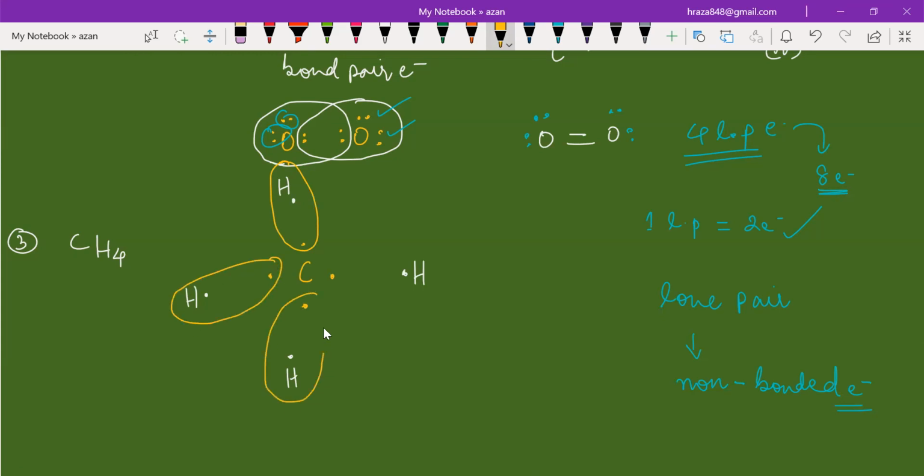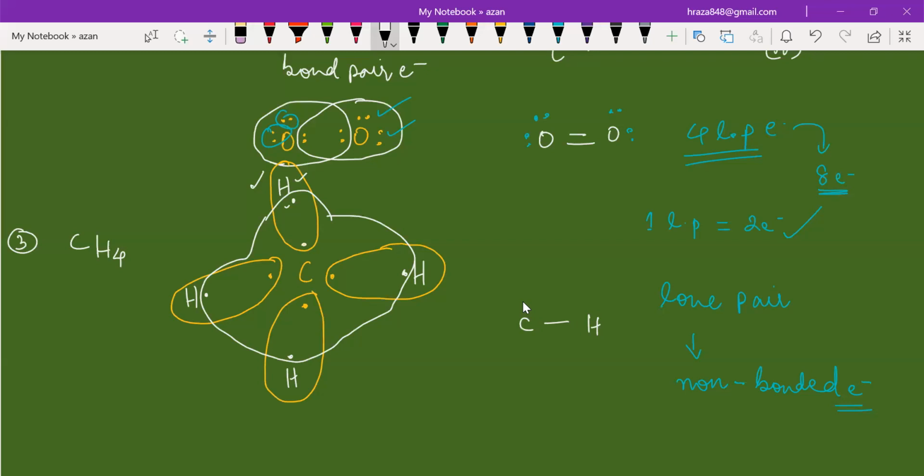Hydrogen is like this. Now, carbon has 4 electrons in the outermost shell and it requires 8 electrons. Since carbon is sharing 1 electron with this hydrogen, this hydrogen will share 1 electron with this carbon. So after 4, this is 5, then 6, then 7, and then 8. Now all are satisfied with each other. Are you getting my point? Is this what you got? Yes, sir. Very good.